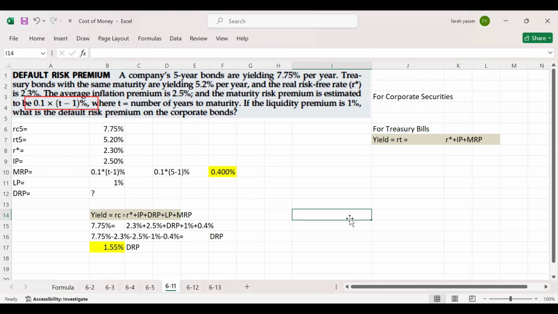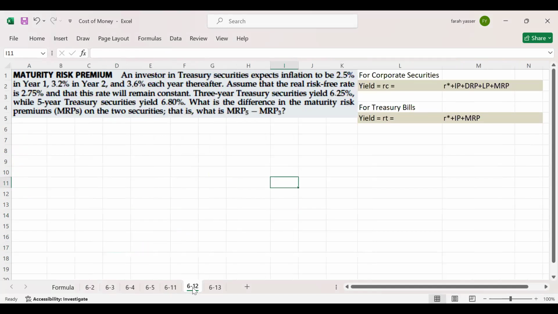Now we are moving toward the second last problem for this lecture. Next is 6-12 and we will have to calculate MRP. So let's start the next problem. Inflation premium is to be 2.5% for year 1.